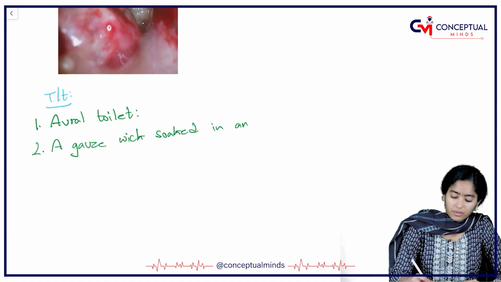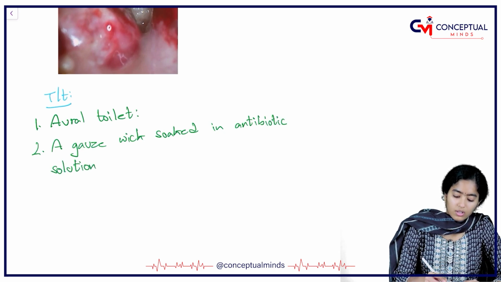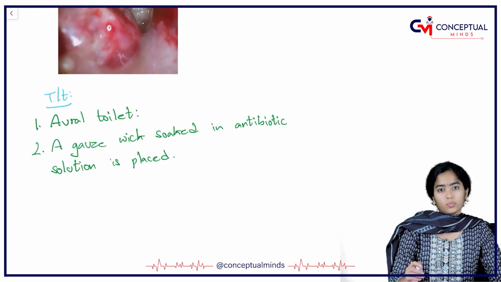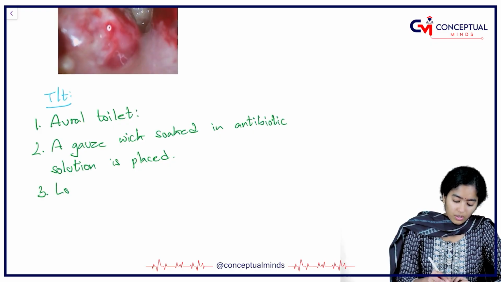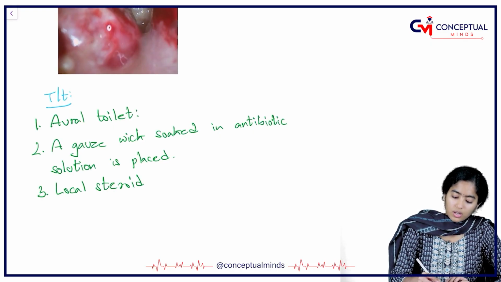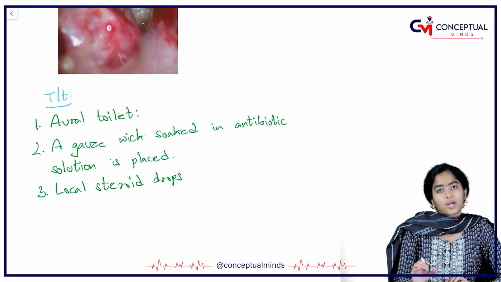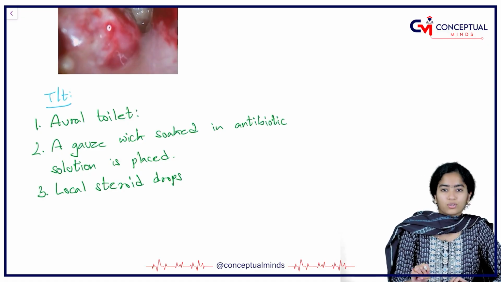Soaked in antibiotic solution is placed in the external auditory canal. That is the next thing that we do, and also we can add some local steroid drops. Why do we need to put steroid drops? To reduce the inflammation and swelling, because the external auditory canal is becoming narrow and narrow because of the swelling, and for that we can put some local steroid drops.